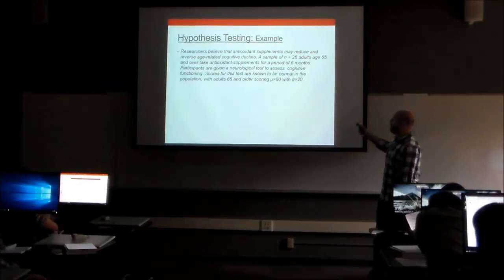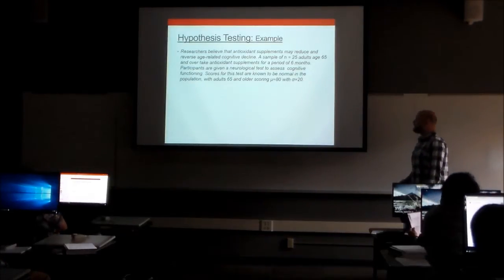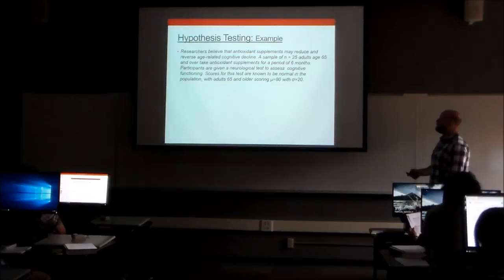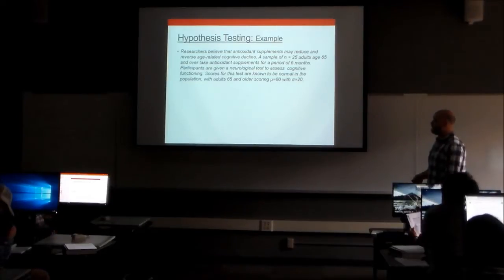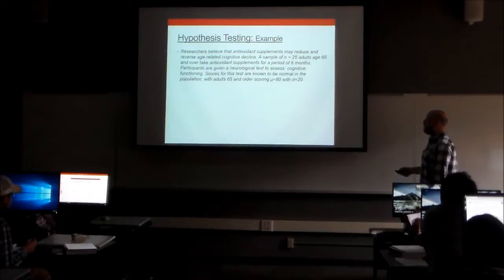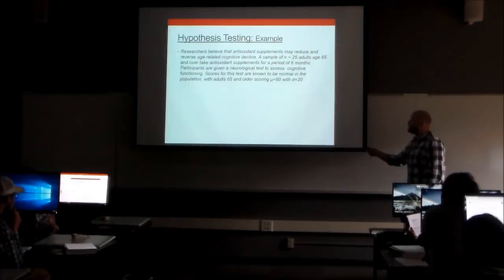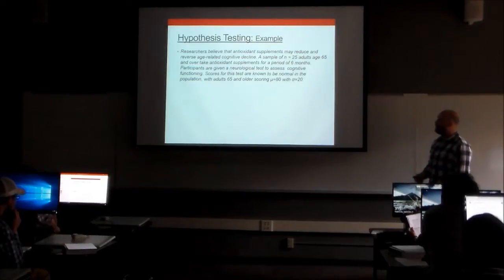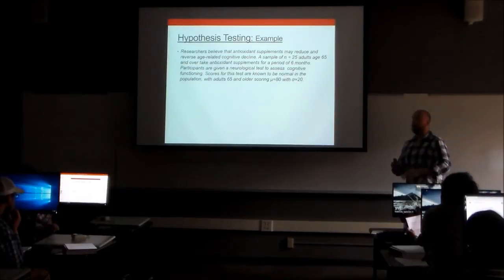So, example of a hypothesis test here. Researchers believe antioxidant supplements may reduce and reverse age-related cognitive decline. A sample of 25 adults aged 65 or older take antioxidant supplements for a period of 6 months. Participants are given a neurological test to assess cognitive functioning. Scores on this test are known to be normal in the population, with older adults, 65 and older, scoring a mean of 80 with a standard deviation of 20.